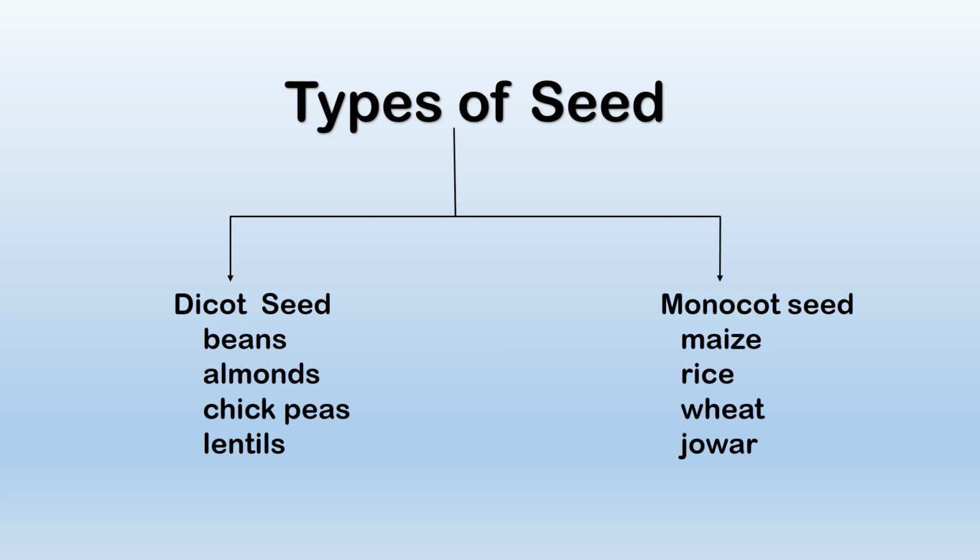Dicot seed and monocot seed. Dicot seeds are beans, almonds, chickpeas, lentils, while the monocot seeds are maize, rice, wheat, and jowar. Children, there are many other examples of dicot and monocot seeds, which we will discuss when we have a regular class.